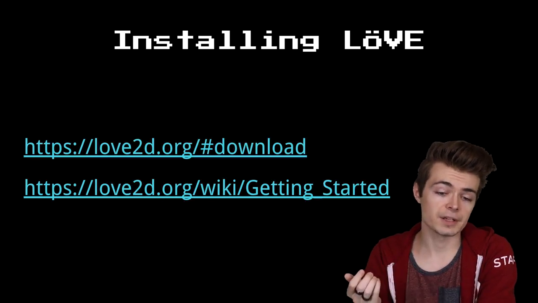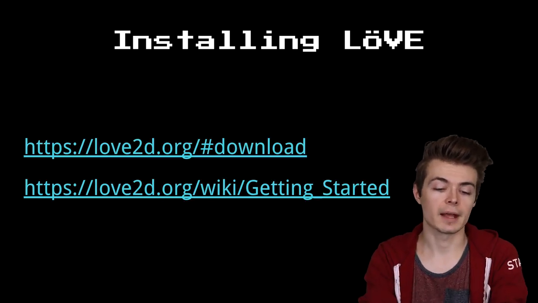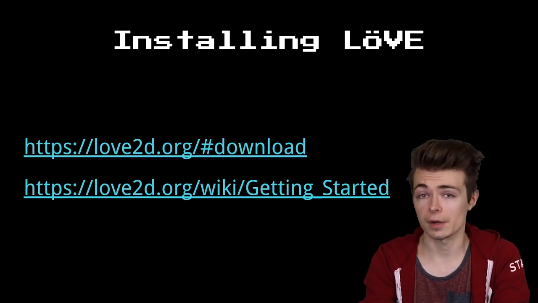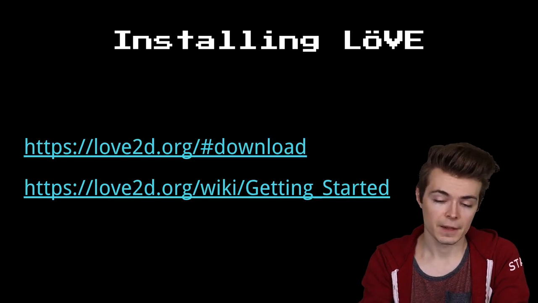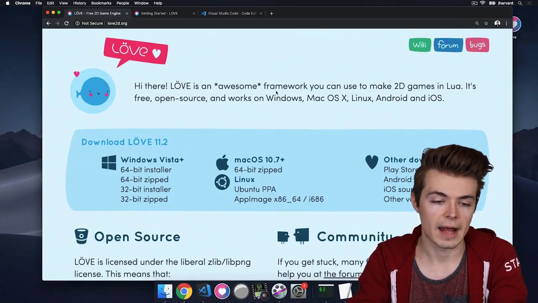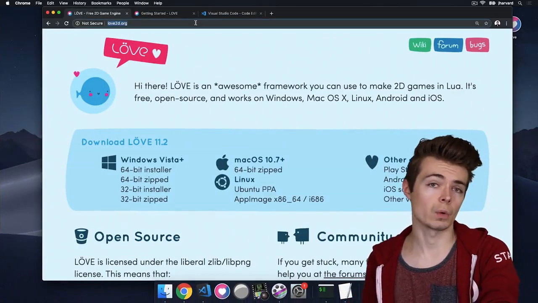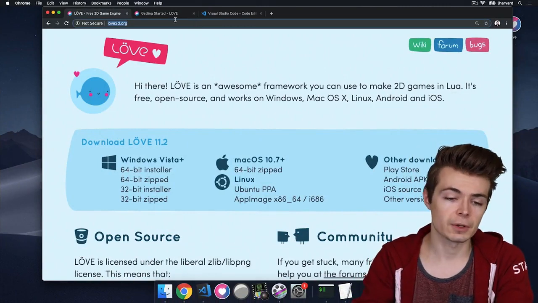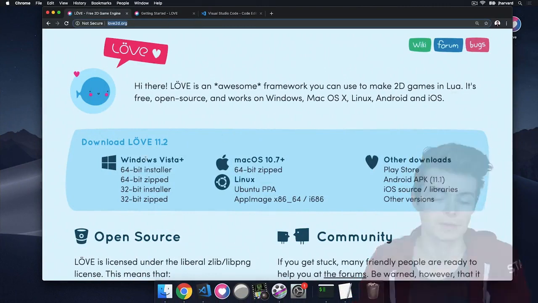And if you go to love2d.org/#download and the getting started wiki there in that second link, you'll see a bunch of resources for actually getting it up and running on your platform. So let's go ahead and take a look here at the love2d.org webpage. As you can see, if you go to love2d.org, you have links for Windows machines, for Mac, for Linux, and resources if you want to get started on Android and iOS, as well as for older versions of the library.